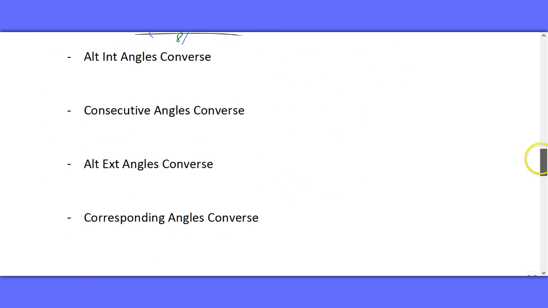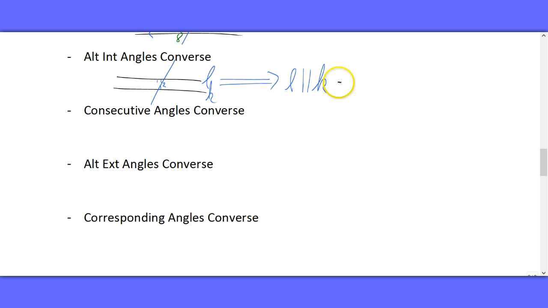The next four reasons that we have are all converses, so they work in the opposite direction. So here's what this is going to look like. If we have two lines, a transversal, and if angle 1 is equal to angle 2, so if those two alternate interior angles are equal to each other, then what we could say is that line L is parallel to line K. In other words, we're proving that these two lines are parallel to each other. We're going in the opposite direction.